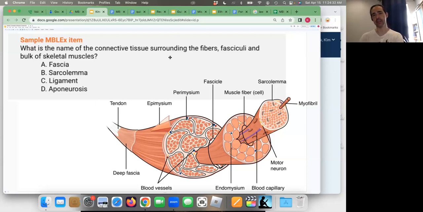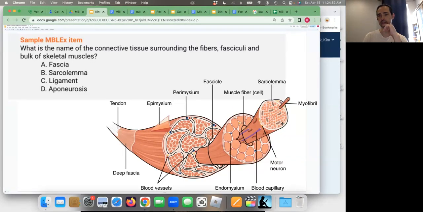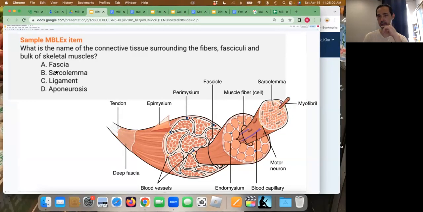And the question for me is a good one just to go over because it's ambiguous. The reason it's ambiguous is it says, what's the name of the connective tissue surrounding the fibers, fasciculi, and bulk of skeletal muscles? Well, first of all, sarcolemma. A sarcolemma does not surround the bulk of skeletal muscles. A sarcolemma surrounds one single myofibril or muscle cell. Sarcolemma cannot be the answer because it is not connective tissue, strictly speaking. It's similar, but it's not connective tissue.